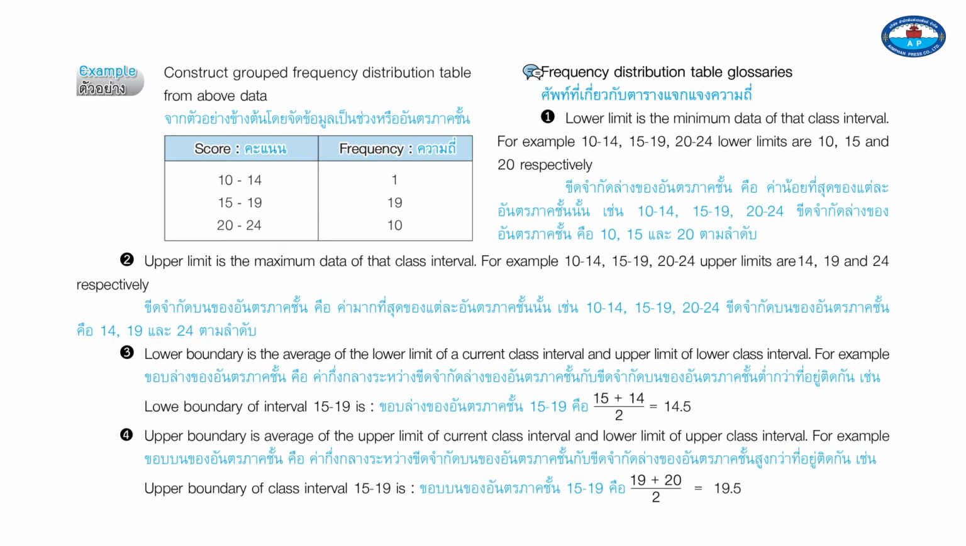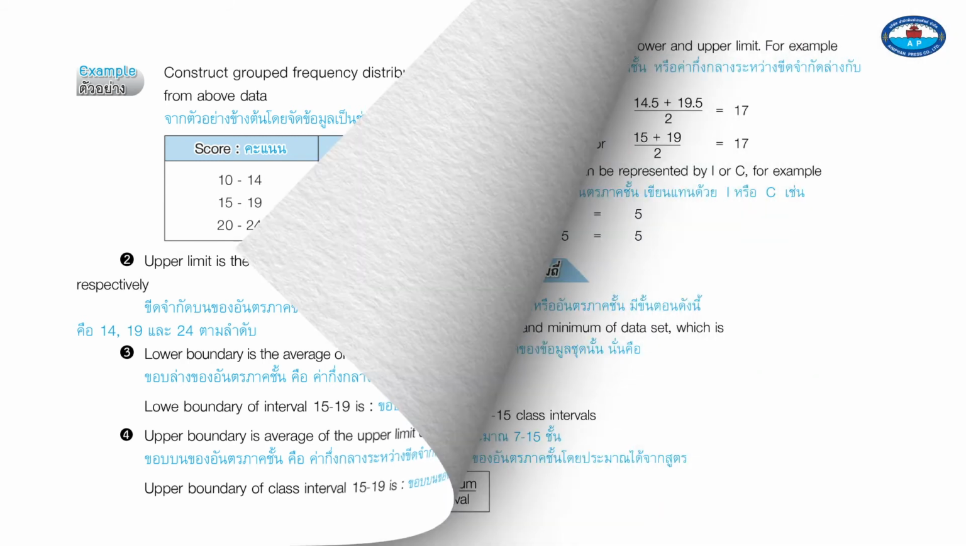3. Lower boundary is the average of the lower limit of a current class interval and upper limit of lower class interval. For example, lower boundary of interval 15 through 19 is (15 plus 14) over 2 equals 14.5. 4. Upper boundary is the average of the upper limit of current class interval and lower limit of upper class interval. For example, upper boundary of class interval 15 through 19 is (19 plus 20) over 2 equals 19.5.